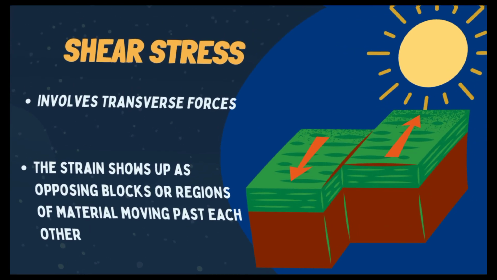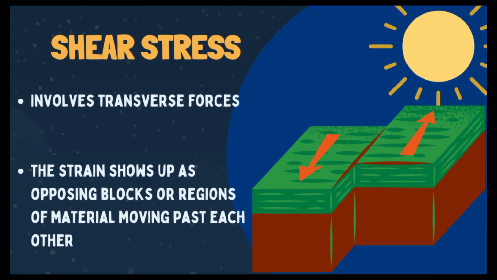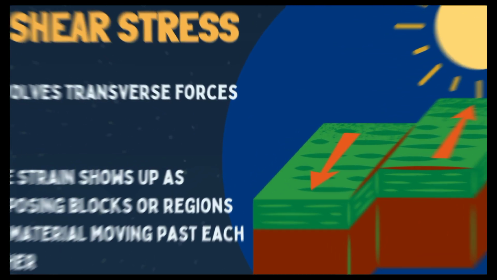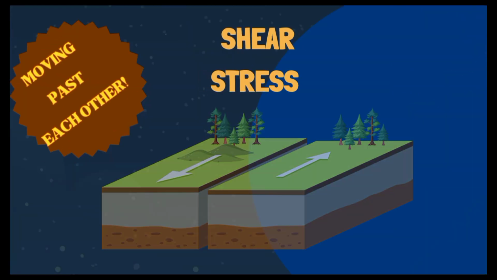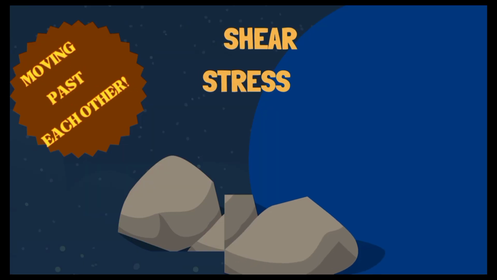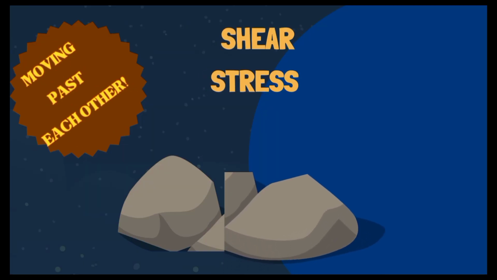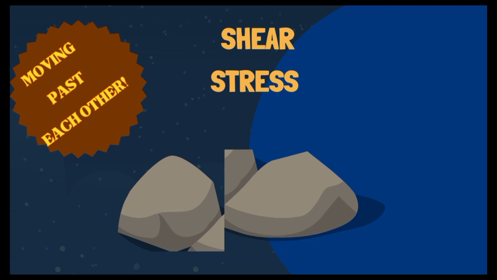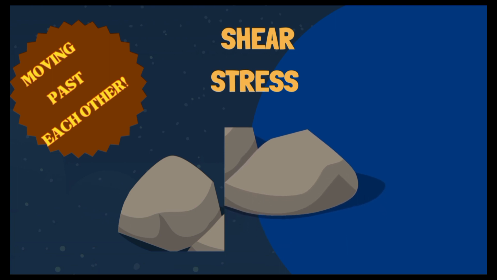The last type of stress is shear stress. It involves transverse or crossway forces, and the strain shows up as opposing blocks or regions of material moving past each other. If you only move one part of rock and the other part is still, that is shear stress.